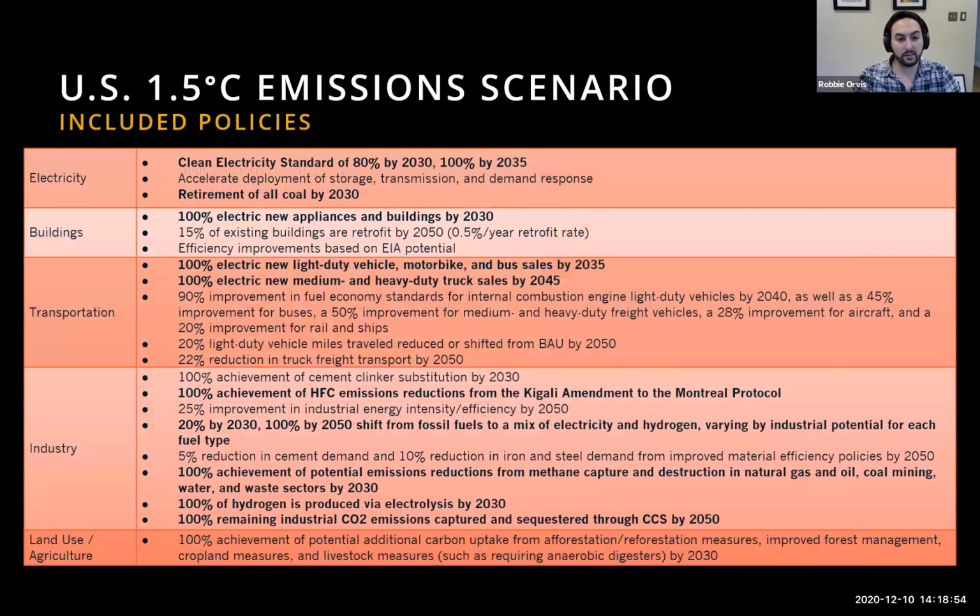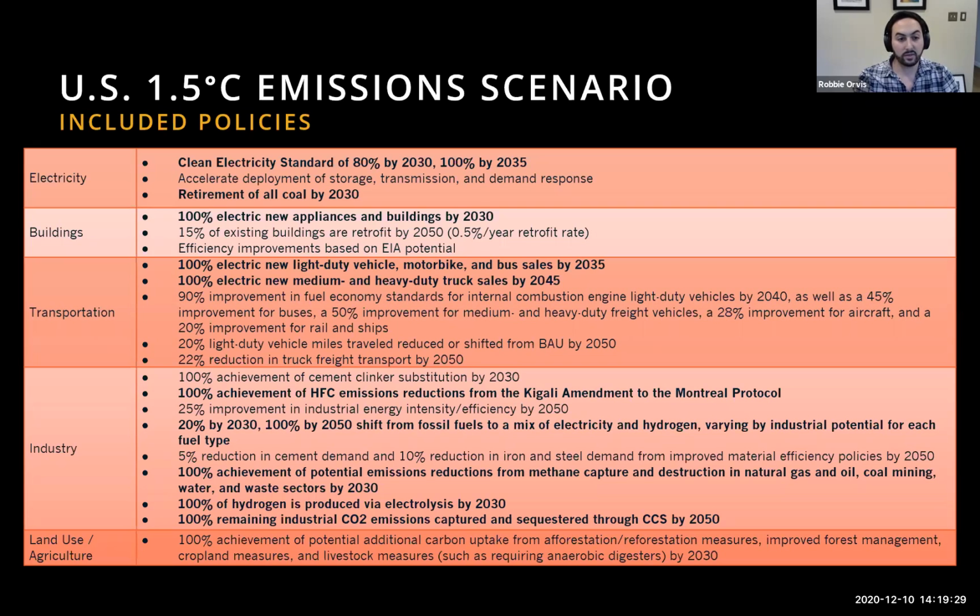The list of included policies is included here. There are a lot included in the 1.5 scenario, but I thought I would just call attention to some of the largest drivers of emissions reductions. And those are, for example, the clean electricity standard, where we have an 80% CES by 2030 and 100% by 2035. We also have retirement of all coal by 2030. In the building sector, we have a 100% electric new appliance standard in buildings by 2030, so that all newly sold appliances in existing and new buildings are electric by 2030.